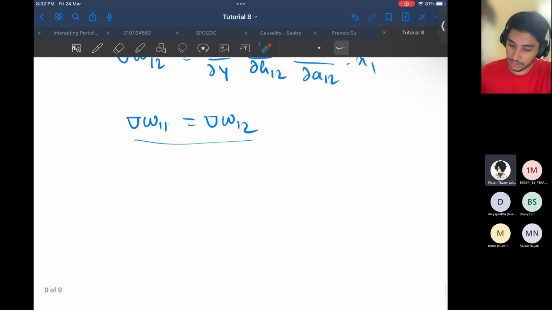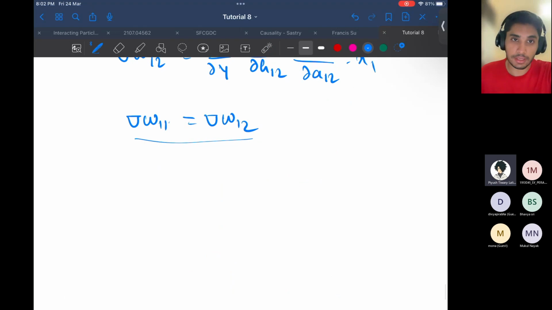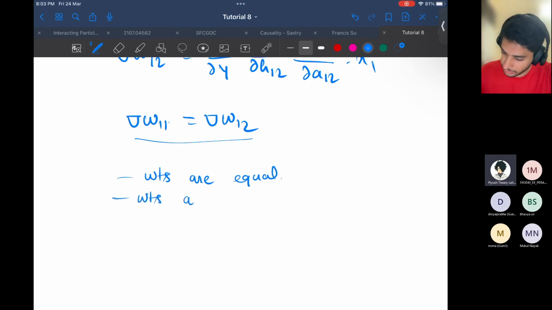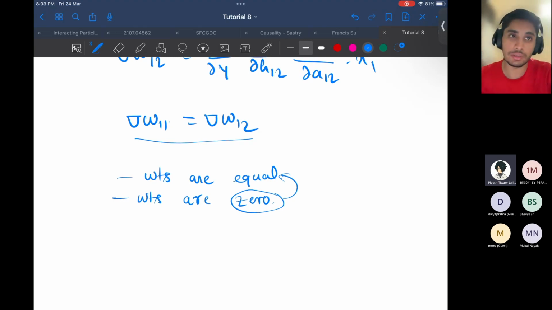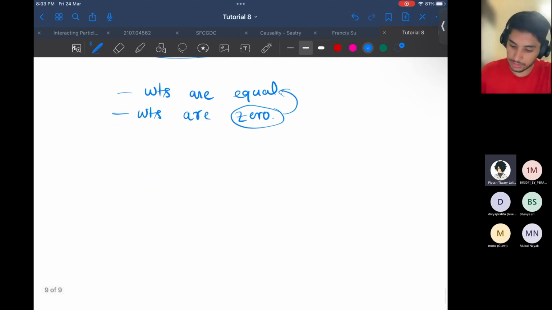So the two options that are correct for this are: weights are initialized equally, and weights are 0. These two options will be correct. If you see, this option is a special case of this. It's just that in addition to being equal, they are also equal to 0. Okay, so eighth question is done.